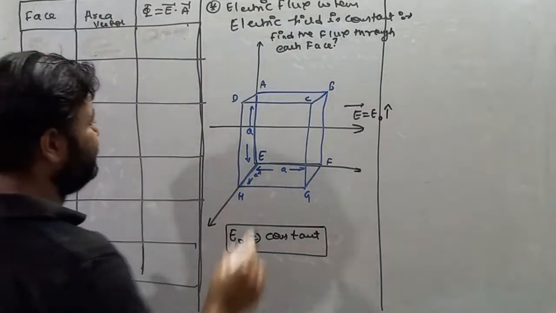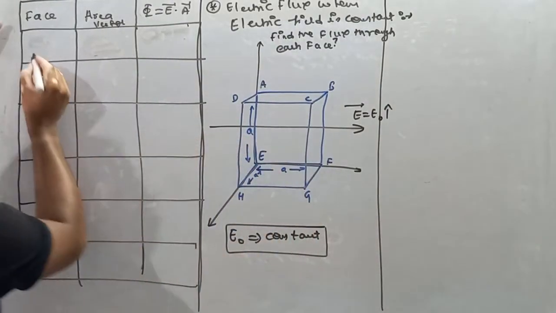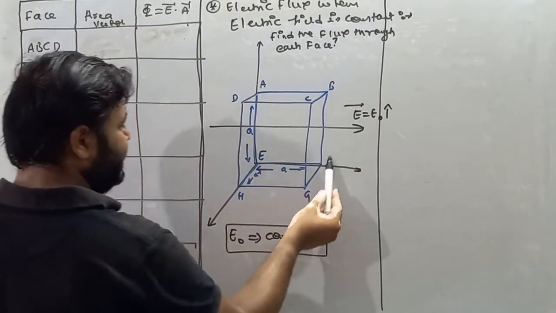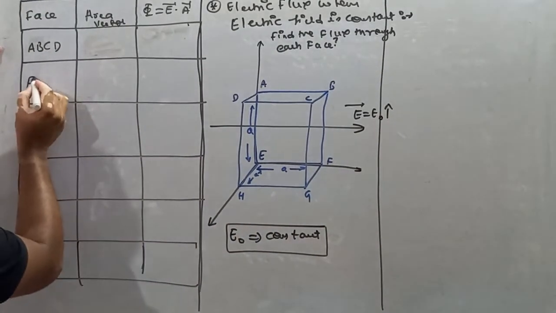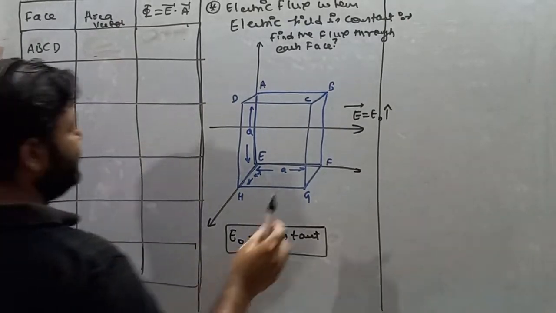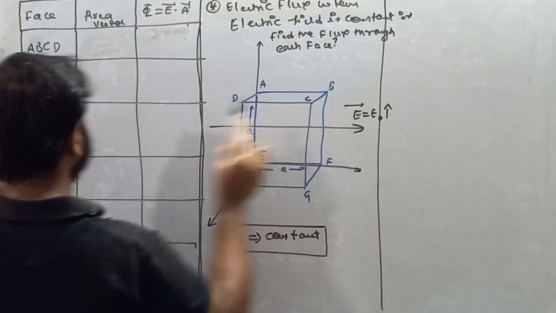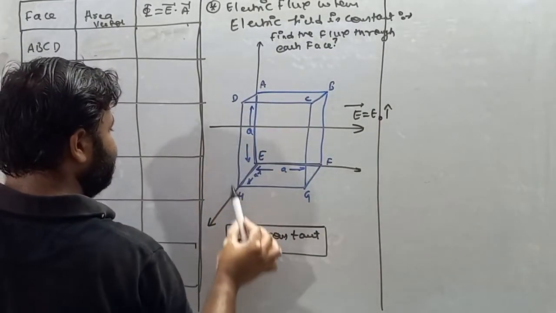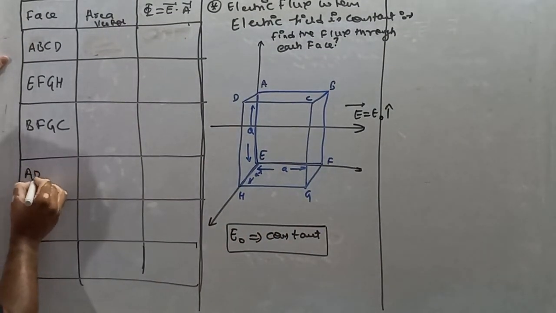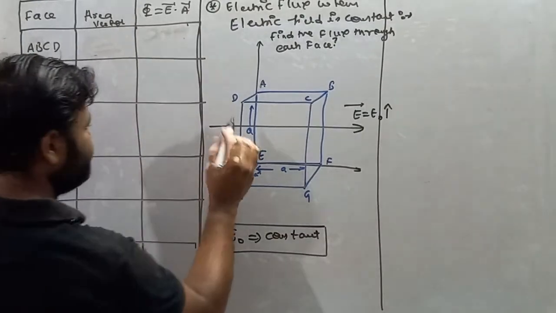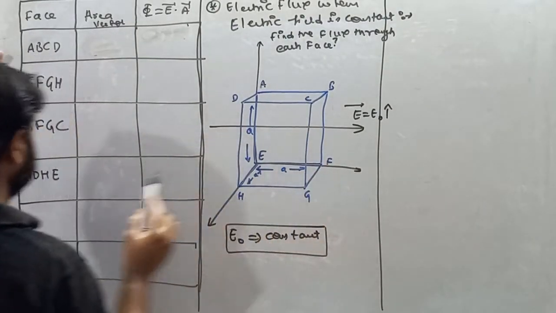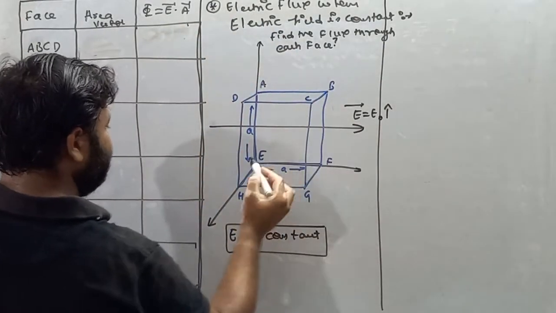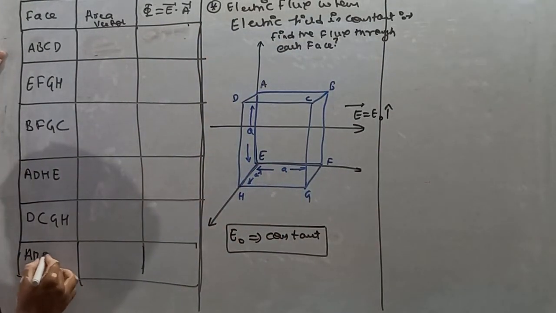Now see, the first face is A, B, C, D. First I'll write all the faces. Next is E, F, G, H. Next is B, F, G, C. Next is A, D, H, E. Next is the front face, D, C, G, H. Back face is A, B, F, E.